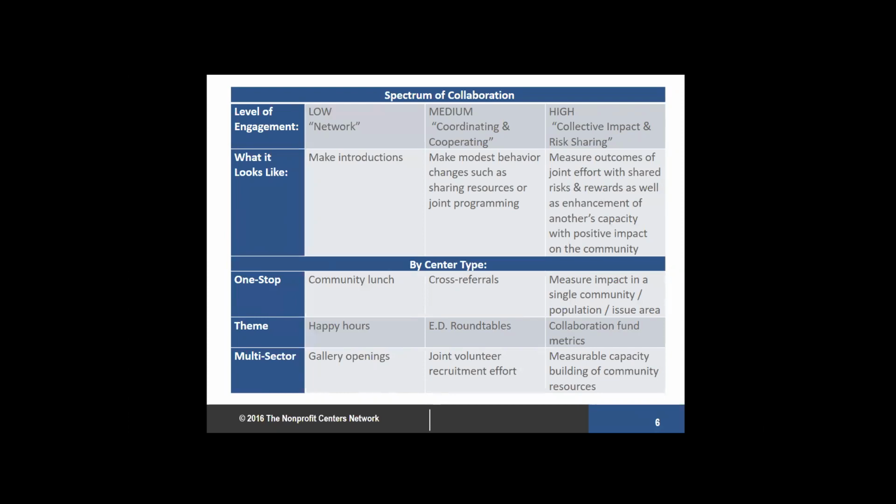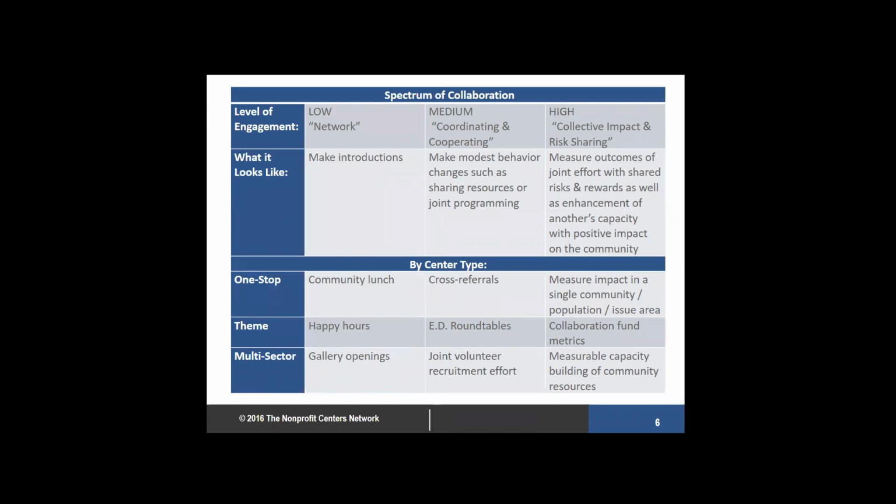So then as we go up the spectrum, we hit this medium level, this coordinating and cooperating, where people are making modest behavior changes in order to better serve the common good. And then some people will say that this isn't true collaboration. However, the gains that you can make by coordinating services and cooperating in a network can be incredibly substantial.